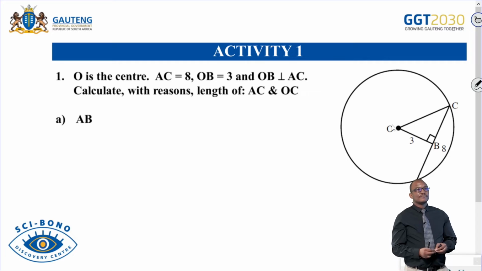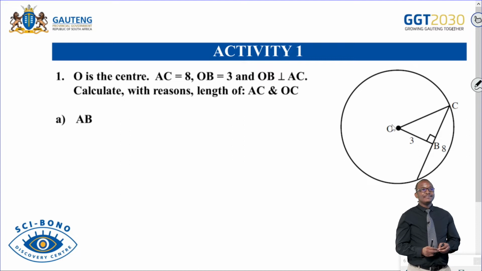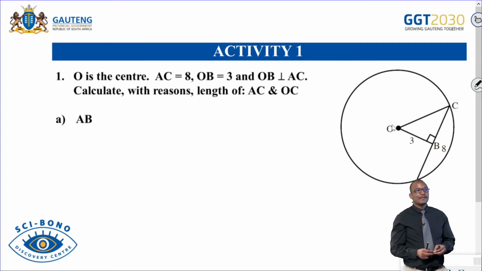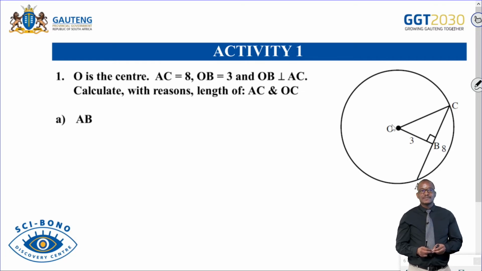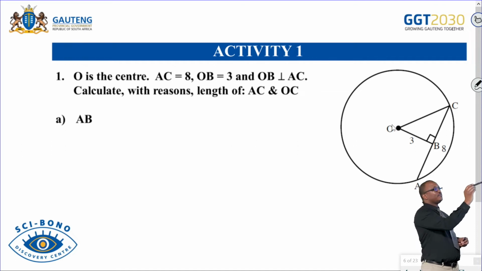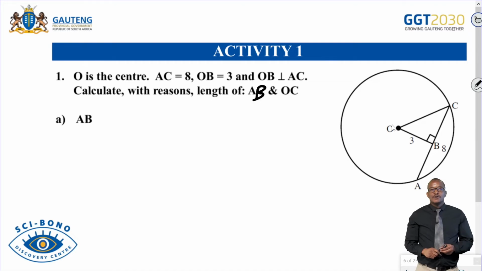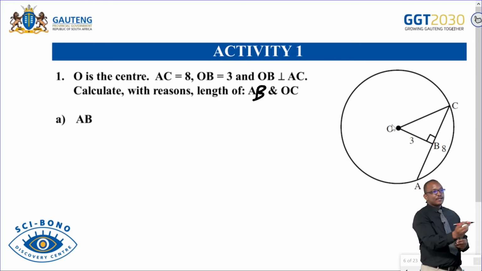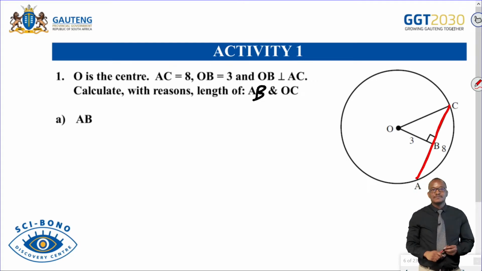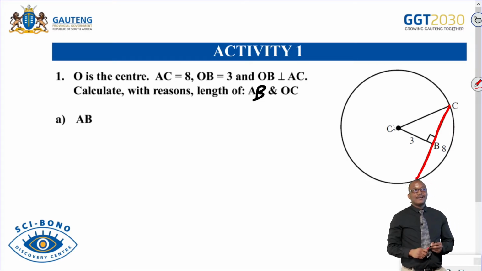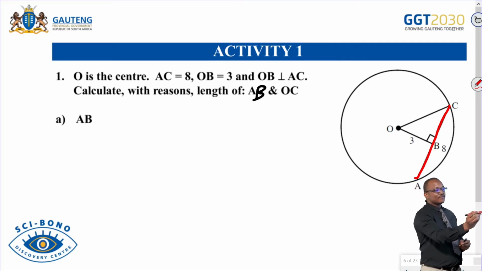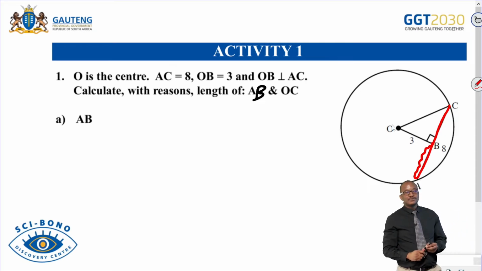So, the question is as follows. O is the center. AC is equal to 8. OB is equal to 3. And OB is perpendicular to AC. That is the statement that is given. Then the question says, calculate with reasons the length of AB and OC. So now, looking at the statement there, it is given that the length from A to C is 8 units. Then now we have to calculate the length of AB. It means half of that length. We need to calculate it.